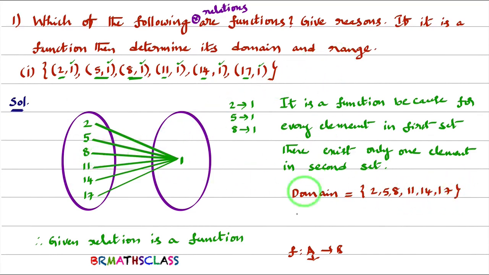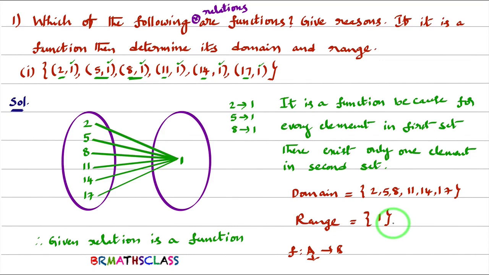And they are asking range. What is the definition of range? Range definition is set of all images of domain set. What is image of 2? 1. Image of 5? 1. Image of 8? 1. Image of 11? 1. Image of 14? 1. Image of 17? 1. All the elements of domain set image is 1 only. So the range of this function is singleton set {1}.